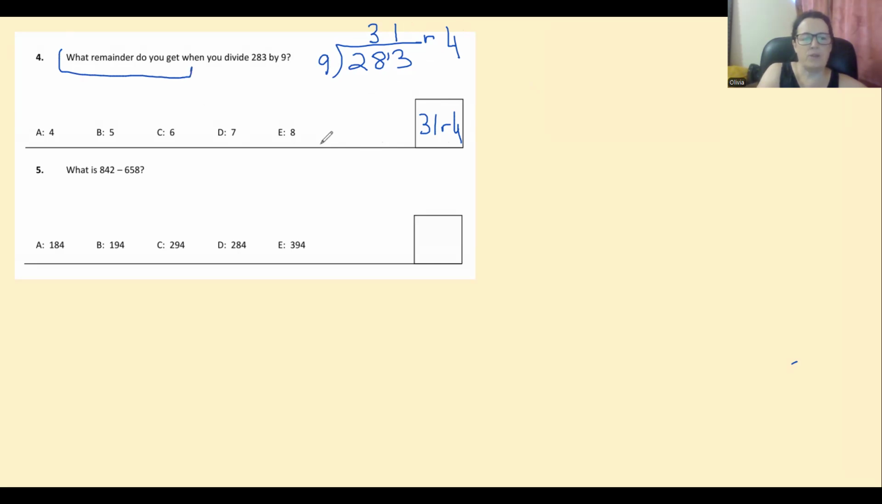What remainder do you get when you divide 283 by 9? So the answer is 4 because my remainder is 4. So that should be the answer.